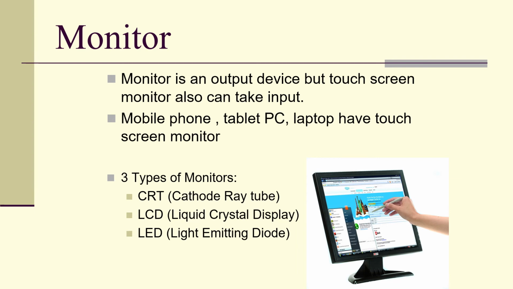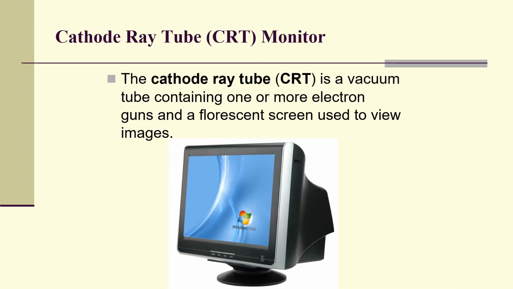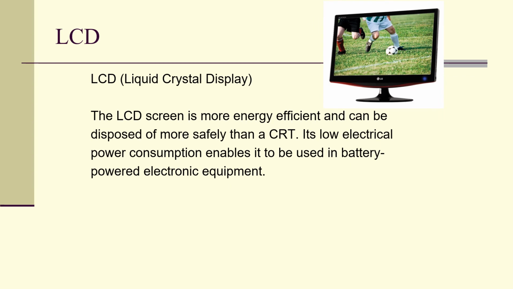There are three types of monitors: CRT, LCD, and LED. CRT stands for cathode ray tube. The CRT monitor is a vacuum tube containing one or more electron guns and a fluorescent screen used to view images. LCD stands for liquid crystal display. The LCD screen is more energy efficient and can be disposed of more safely than a CRT. Its low electrical power consumption enables it to be used in battery-powered electronic equipment.